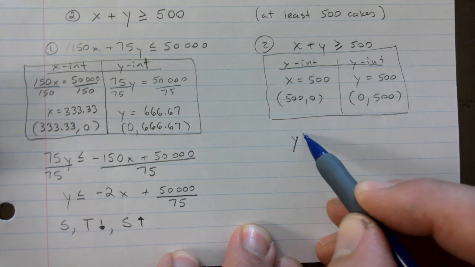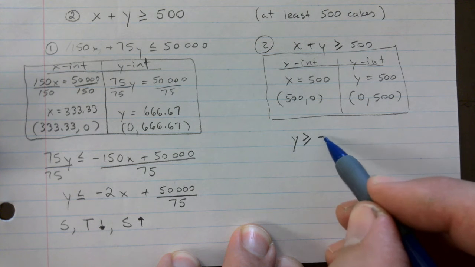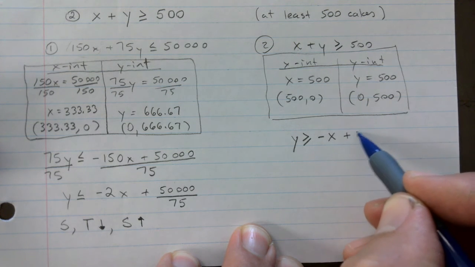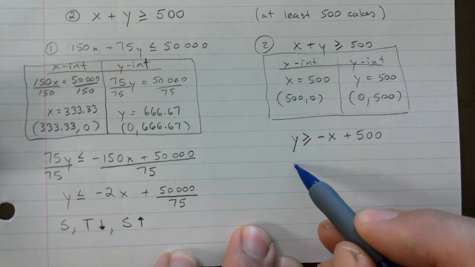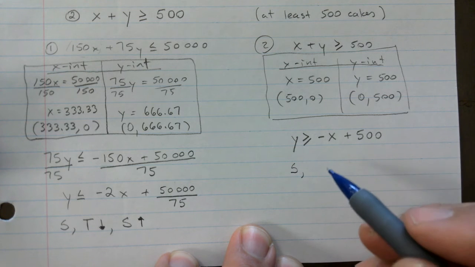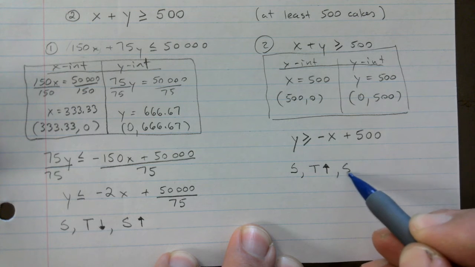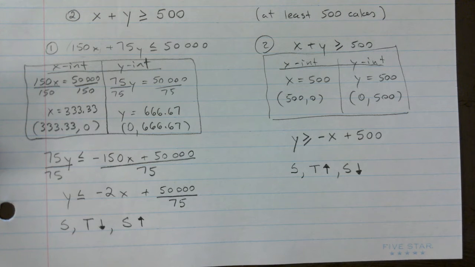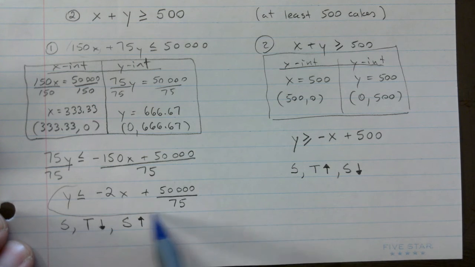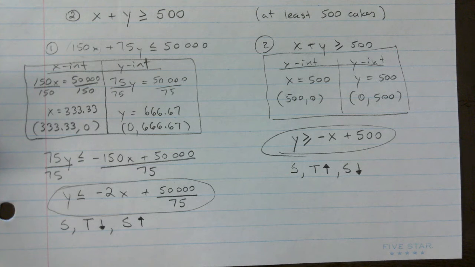And that's y is greater than or equal to, the x comes over negative, right? Plus 500. That one is solid. True is above. We shade below. Maybe I will circle these, because those are the ones we want to enter into our calculator.